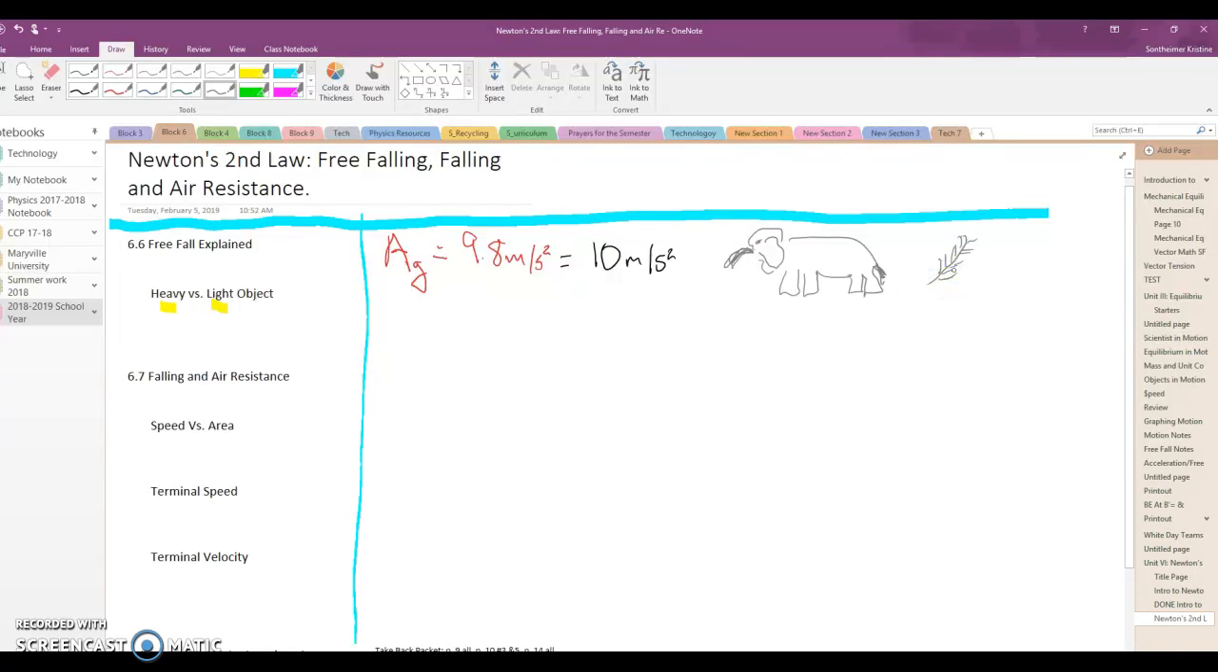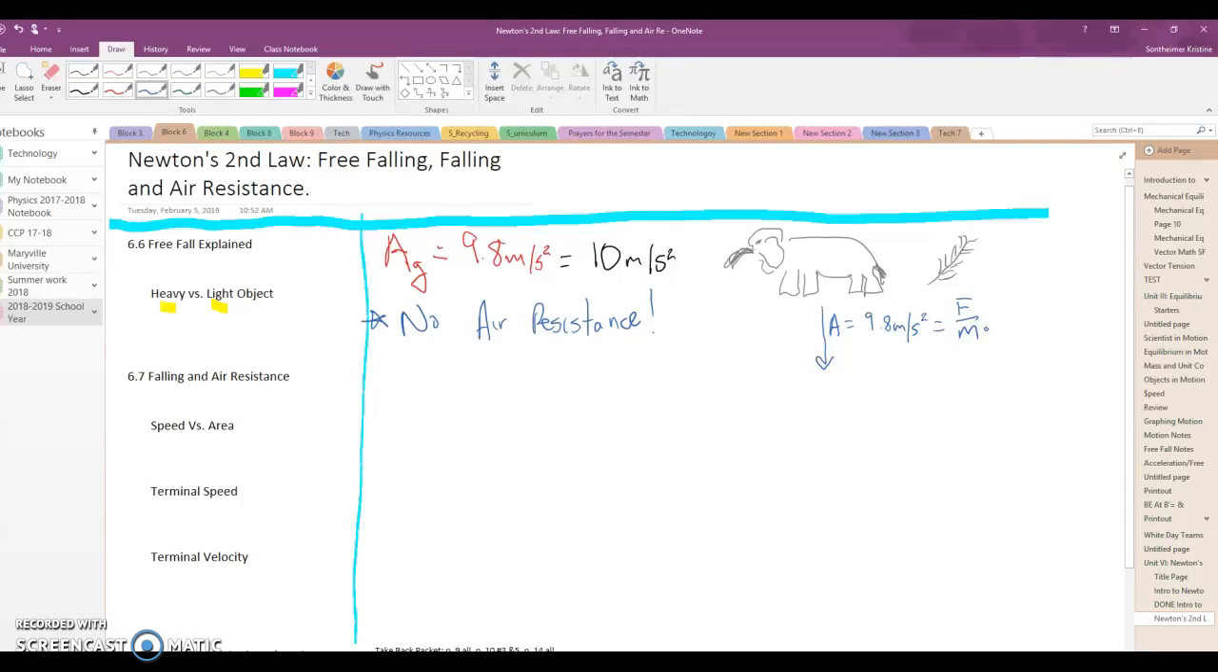Okay, when these are both dropped, just like in the video, with no air resistance, they both fall at an acceleration. Acceleration is 9.8 meters per second squared. That's acceleration. What I want you to realize is acceleration is equal to force divided by mass.